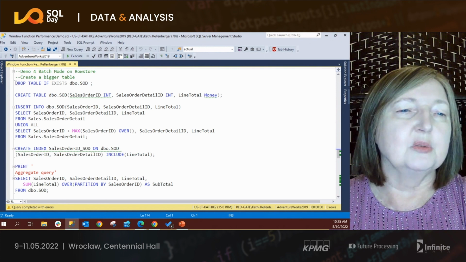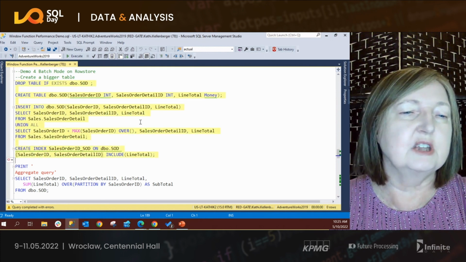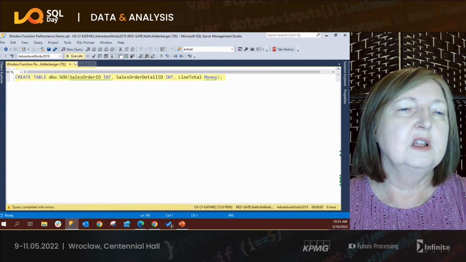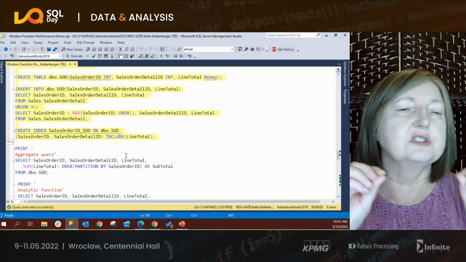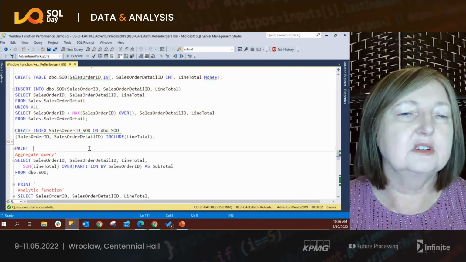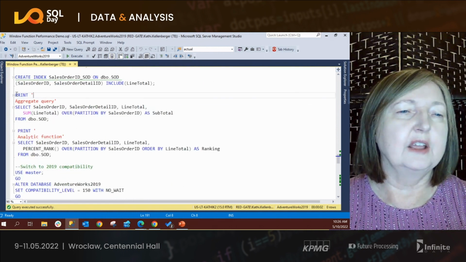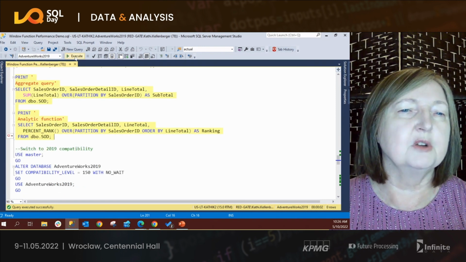So what I'm going to do is create a bigger table because there's no tables in AdventureWorks that are quite big enough to get this feature to kick in. So remember our aggregate query and our analytic function. Remember those two.